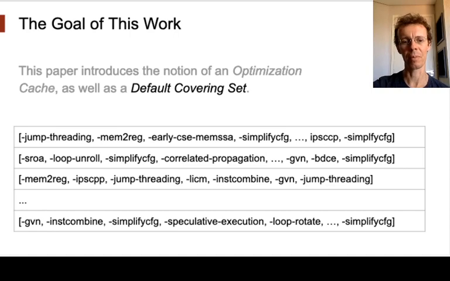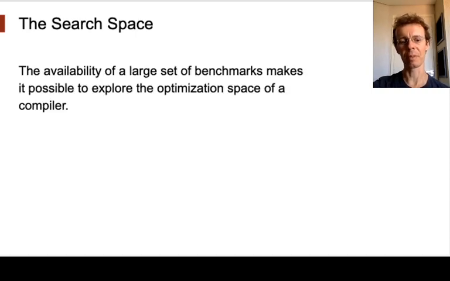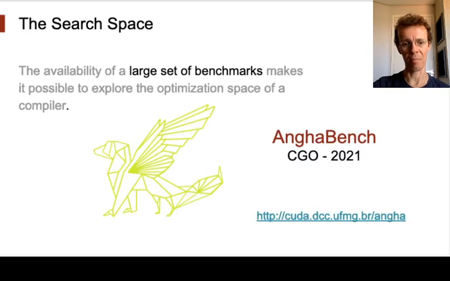To build the optimization cache and to find the default covering set, we used a large set of benchmarks. A large set of benchmarks is necessary to explore the space of optimization sequences for code size reduction. And to do that, we chose ExeBench. This is the largest collection of compilable C programs that's publicly available today.